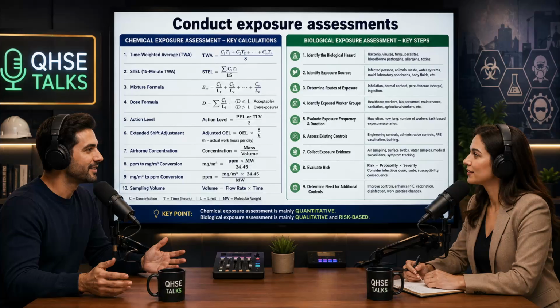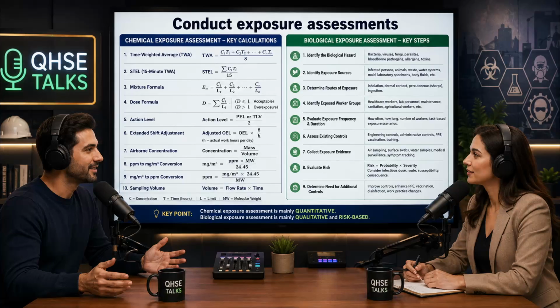The formula is the sum of fractions. You take the measured concentration of chemical 1 in the air and divide it by the TLV limit for chemical 1. That gives you a decimal, which is essentially the percentage of the limit you've used up. You repeat that for chemical 2, chemical 3, and so on. Then you add all those fractions together. If the total sum of all those fractions is greater than 1, meaning you've exceeded 100% of your biological allowance, the mixture TLV is exceeded and the environment is unsafe.